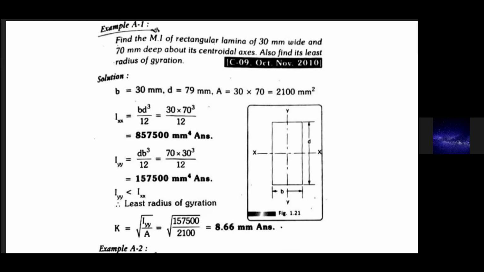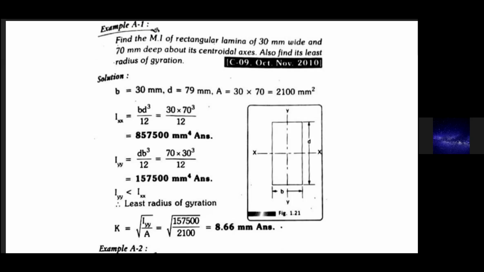Calculate, we will get 857500 mm power 4. And moment of inertia about y axis, Iy is equal to D B cube by 12. That is 70 into 30 cube by 12. Simplify. We'll get 157500 mm power 4.